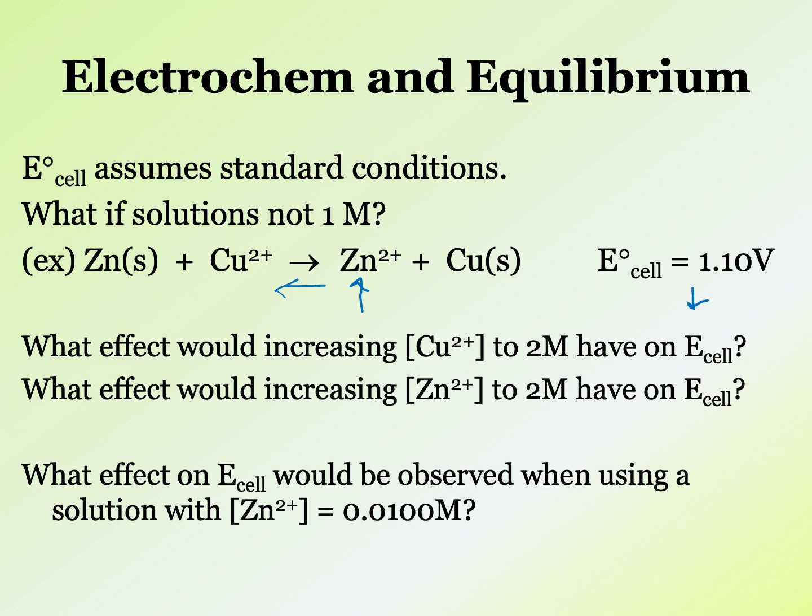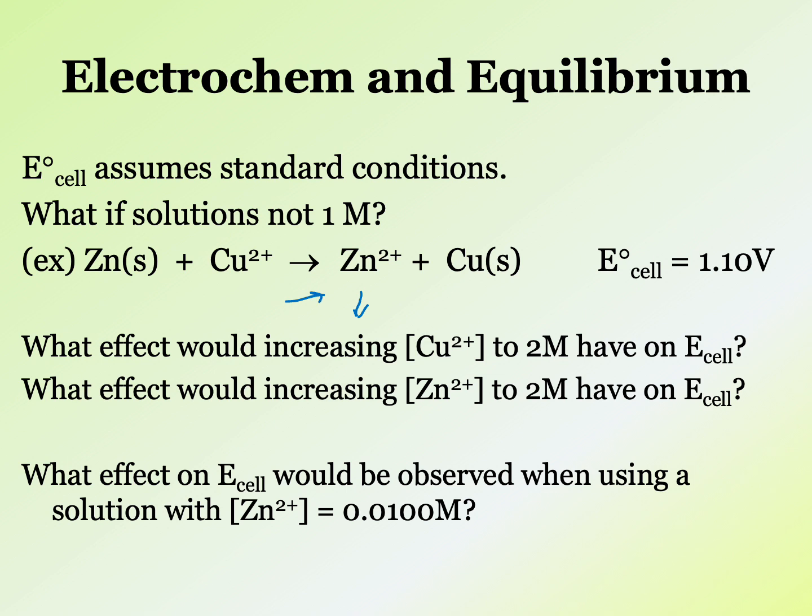And then same kind of thing with the last question. What would happen to E of the cell if we're using only a 0.01 molar solution of zinc? Okay, let me erase my little notes so we can talk through it. So if we decrease the concentration of zinc, which way is equilibrium going to shift? Towards the product side. So we would make more products.